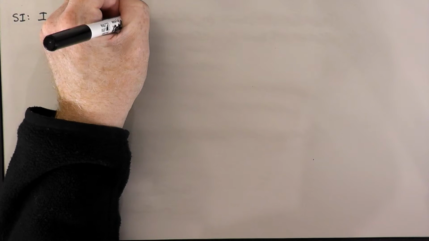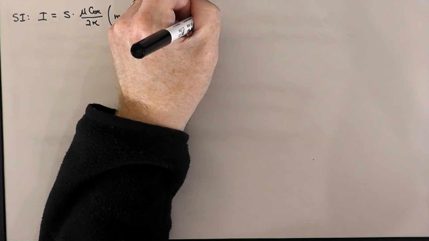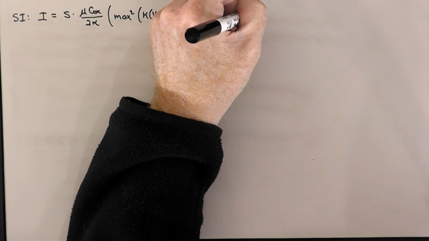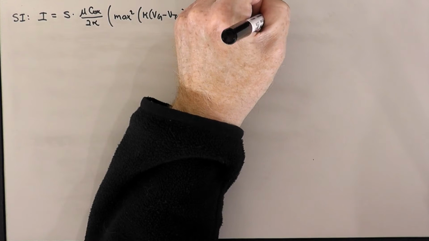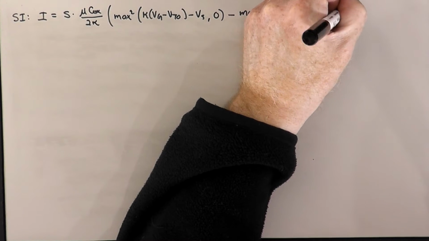So if you recall, our strong inversion model said that the current I was equal to the strength ratio times mu Cox over 2 kappa times max squared of kappa Vg minus Vt0 minus Vs and 0, minus max squared of kappa Vg minus Vt0 minus Vd, comma 0.